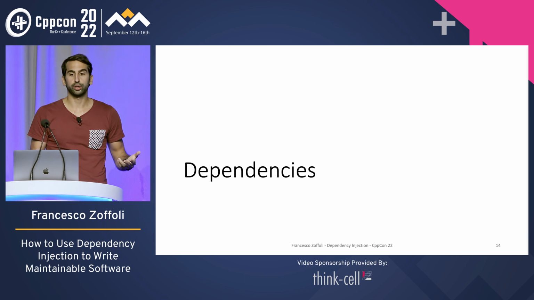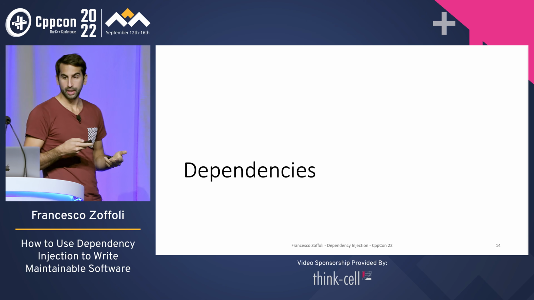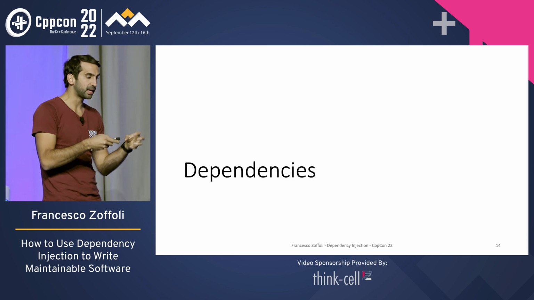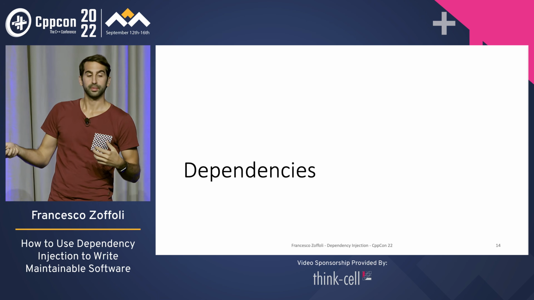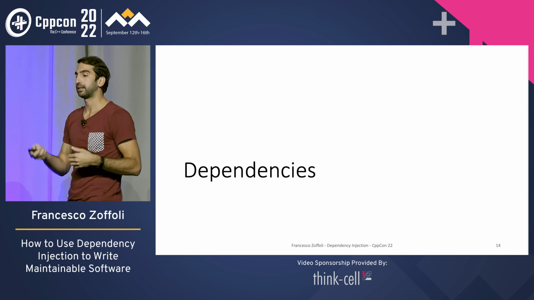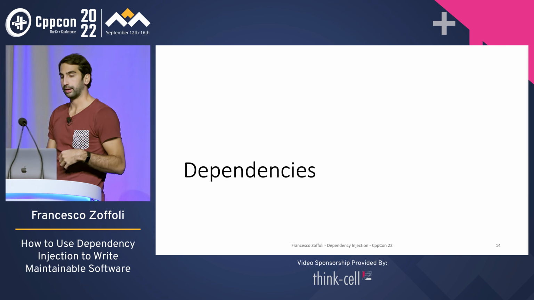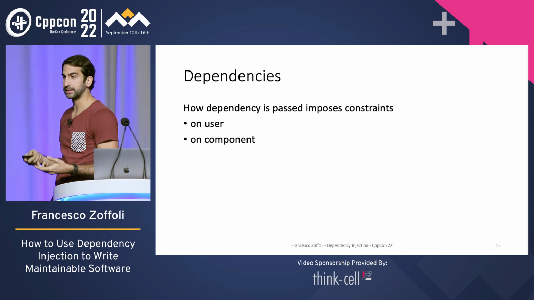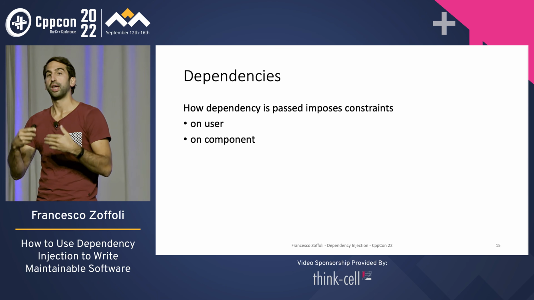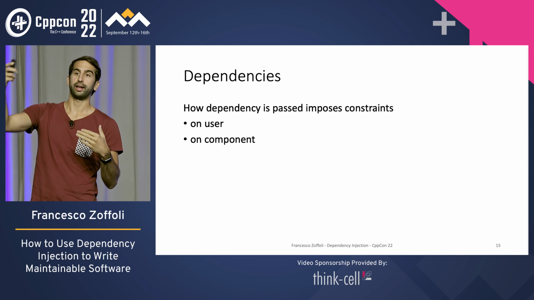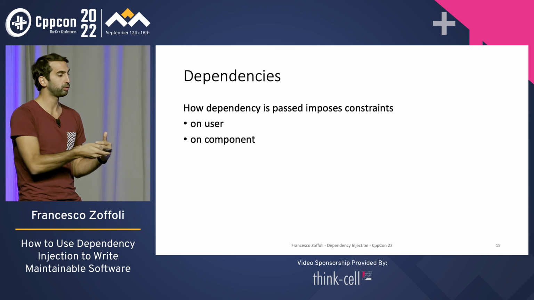So we've been talking a lot about dependencies, but how you pass dependencies around is actually important. And the reason is that when you're defining the dependencies, you're imposing constraints. And the constraints are imposed on the user and on the implementer. What do I mean with this?